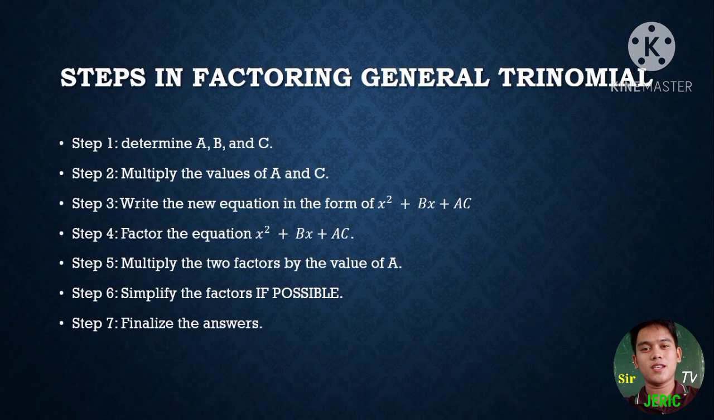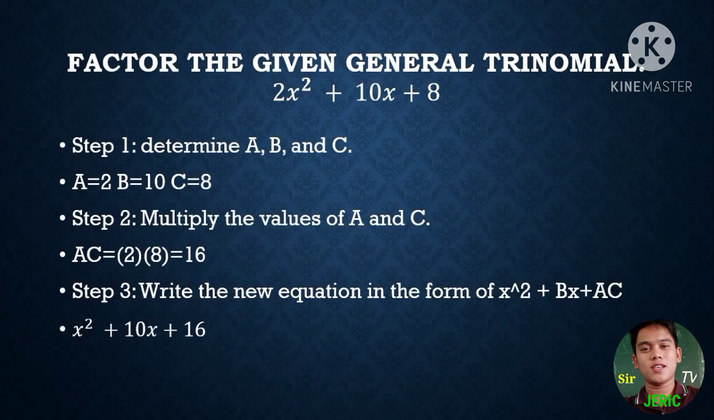Pag-aralan natin yung unang example natin. Factor the given general trinomial 2x squared plus 10x plus 8. The first step is to determine the values of a, b, and c. So our a in our example is 2, our b is positive 10, and our c is positive 8. Ganyan lang po siya magkuha. So ang a natin is the coefficient of x squared, our b is the coefficient of x, and our c is the constant. Nakikita natin dyan, x yung variable natin.